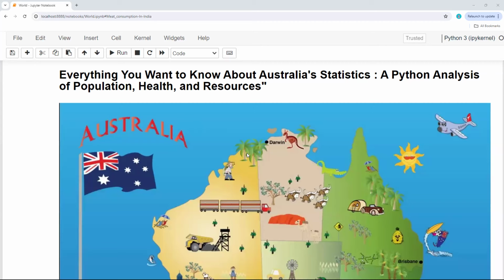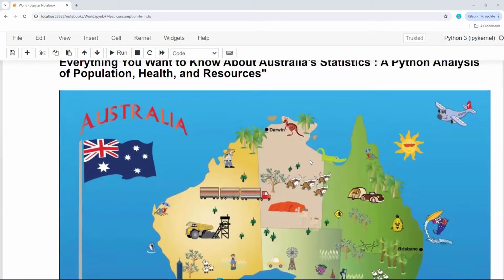I don't think this is completely accurate information, but as per the data sets I have collected from Kaggle as well as World Bank websites, I'm going to analyze Australia based on the data available from these websites. So this is about Australia.